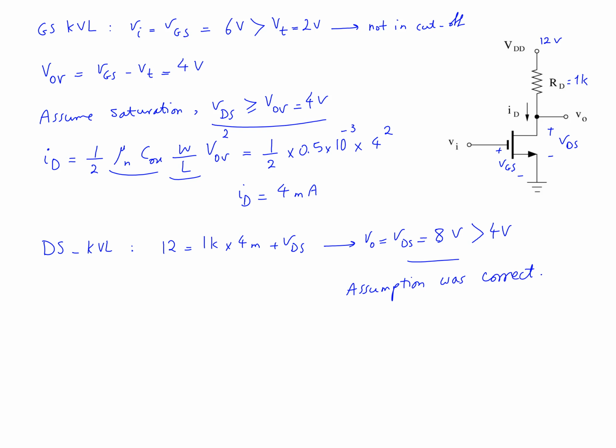Okay, so for this transistor circuit, ID is equal to 4 milliamps, and voltage of VDS or output voltage is going to be equal to 8 volts.